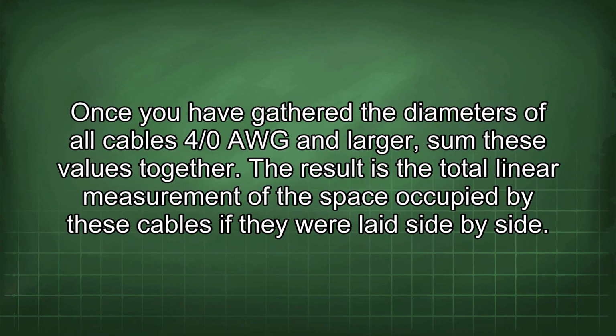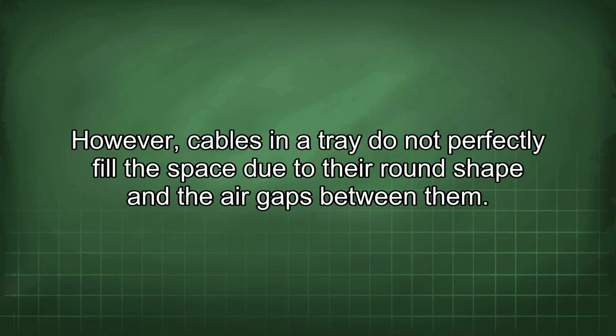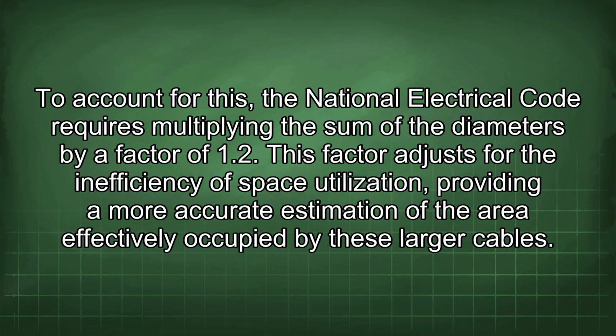Once you have gathered the diameters of all cables 4/0 AWG and larger, sum these values together. The result is the total linear measurement of the space occupied by these cables if they were laid side by side. However, cables in a tray do not perfectly fill the space due to their round shape and the air gaps between them. To account for this, the National Electrical Code requires multiplying the sum of the diameters by a factor of 1.2. This factor adjusts for the inefficiency of space utilization, providing a more accurate estimation of the area effectively occupied by these larger cables.